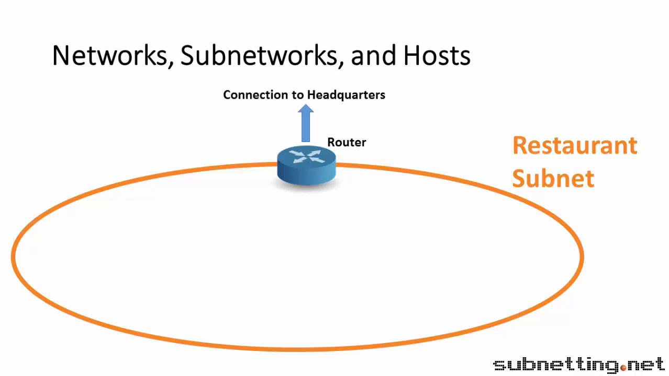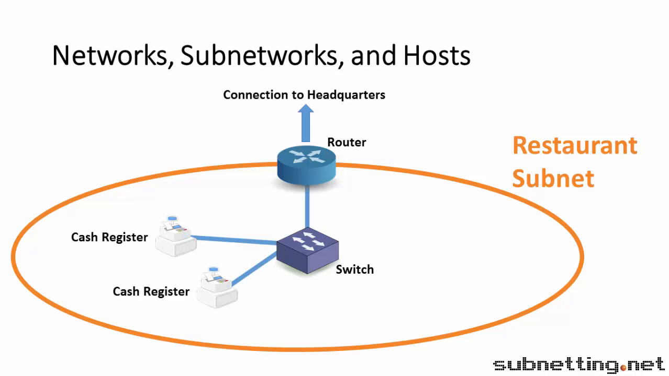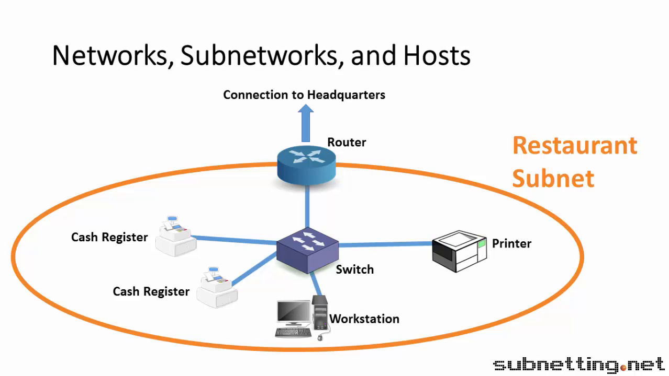On the inside of the restaurant subnet, we have a switch. Our devices might include some cash registers, a computer in the office, and a printer. Since all of these devices are on the same subnet, they are able to communicate with each other without using a router. In fact, we could even disconnect the router, and all of the devices could still communicate with each other if they were configured to be able to do so. But as soon as any of the devices needs to communicate with something outside of the subnet, then the router is required.